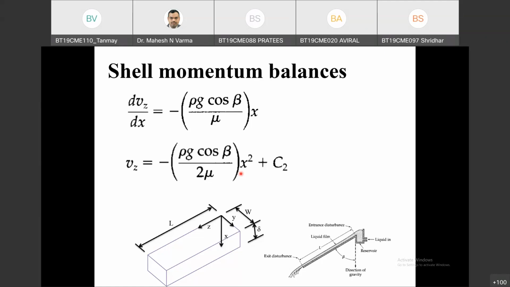At x equals to what value, velocity equals to 0? Sir, at x equals to delta. Very good. So you can see this is my origin. If I move by distance delta, I will be reaching this bottom surface of the film. This is nothing but this surface.